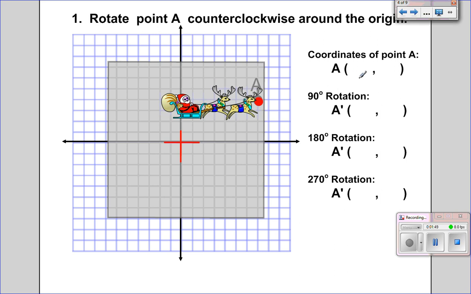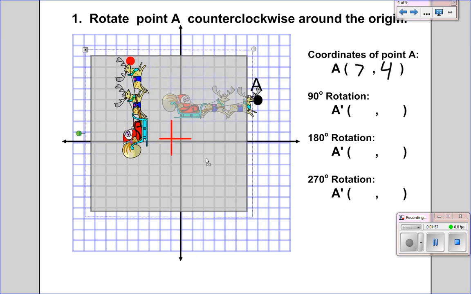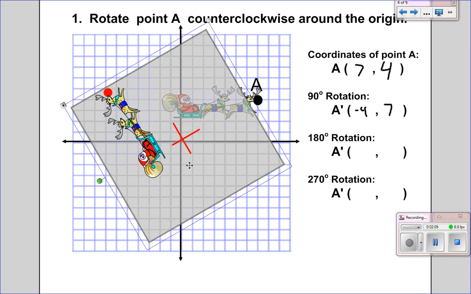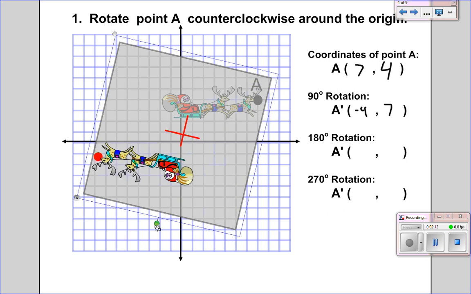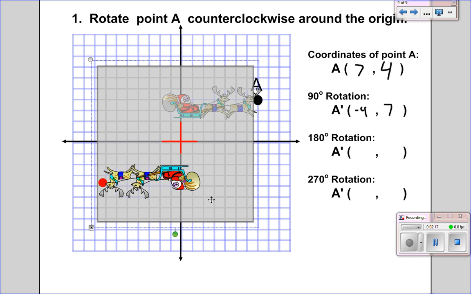Point A here on Santa's sled is at (7, 4). If we rotate this 90 degrees, so we're going to line that up so it's 90, you can see that your new point moved over to (-4, 7). So you see some correlation with the numbers here, even though signs are a little different and they're in different places. Let's rotate another 90, so we've done a total of 180. And that puts us at (-7, -4). So once again, I still have the 7 and 4, just in different places with the signs being different.